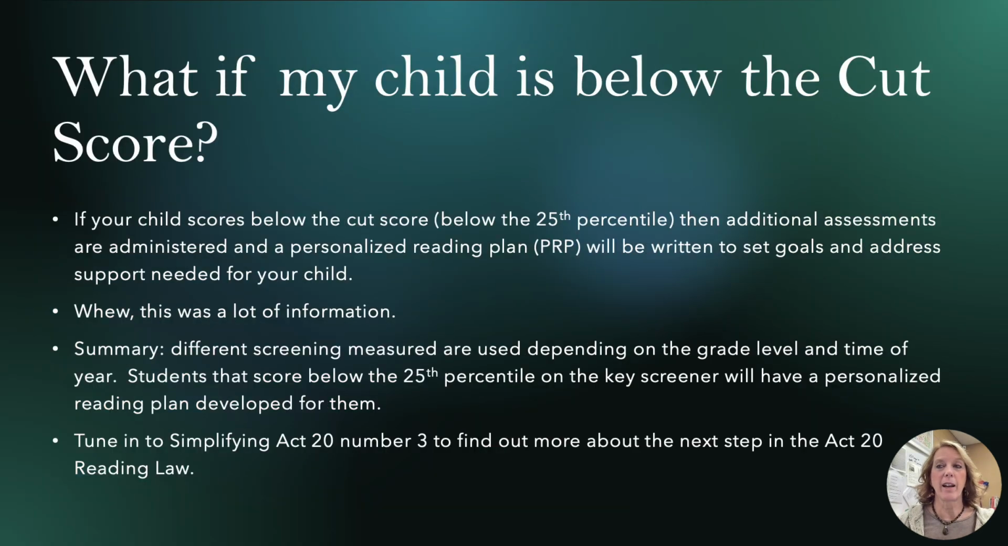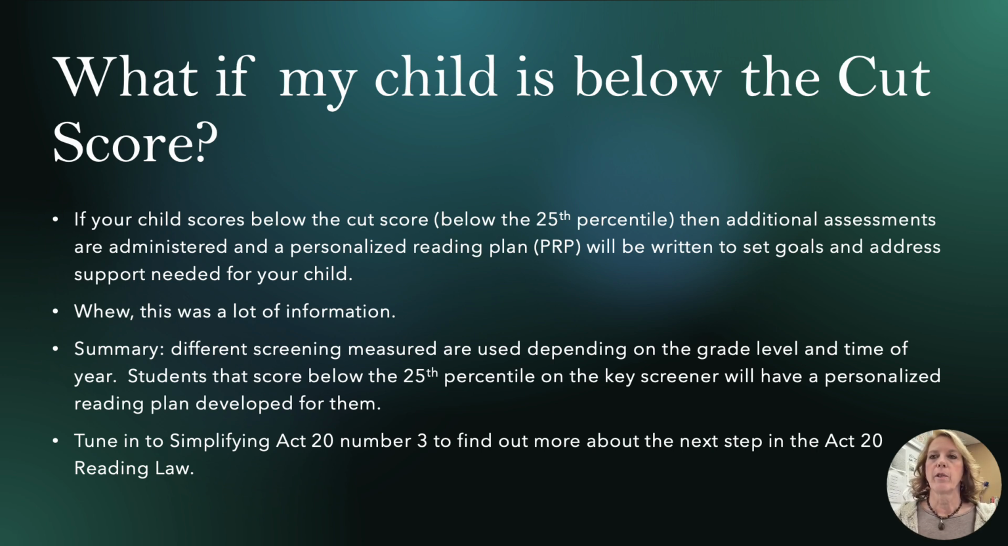So what if my child is below the cut score? If your child scores below the cut score, the 25th percentile, then additional assessments are administered, and a personalized reading plan will be written to set goals and address any support that your child might need.